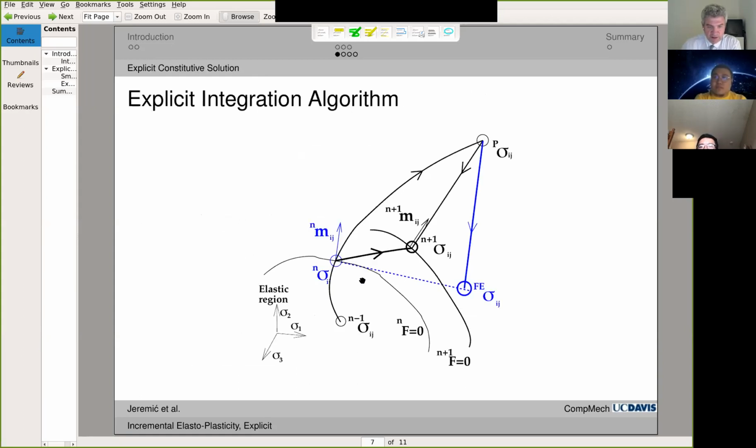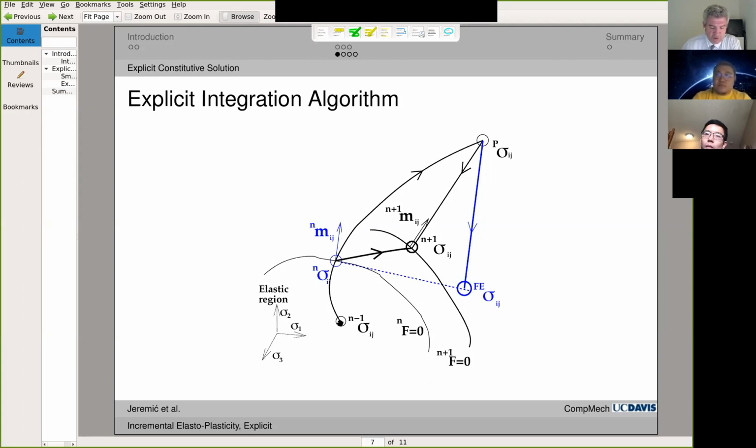Graphically, here's the yield function. This line here is a function, a surface essentially in stress space. In this case, we represent stress by 3 main components, so we're able to see this in 3D. Let's say that we have a state of stress that's inside the yield surface. If you're inside the yield surface, your F is less than 0. Therefore, you have elastic behavior.